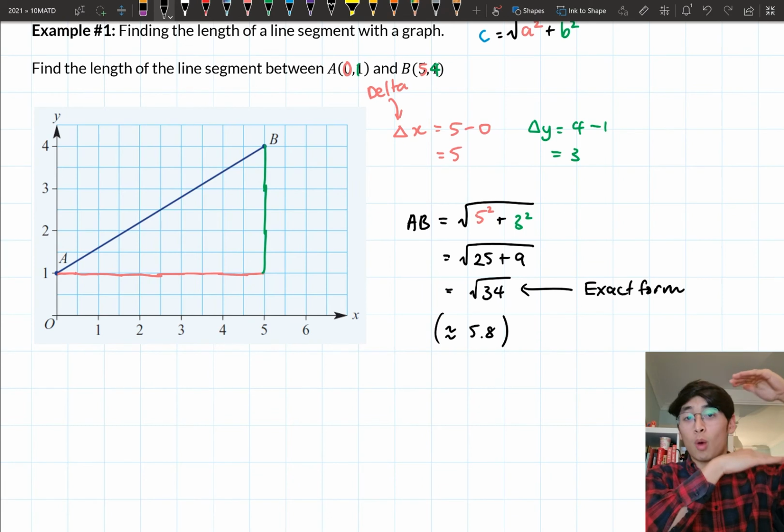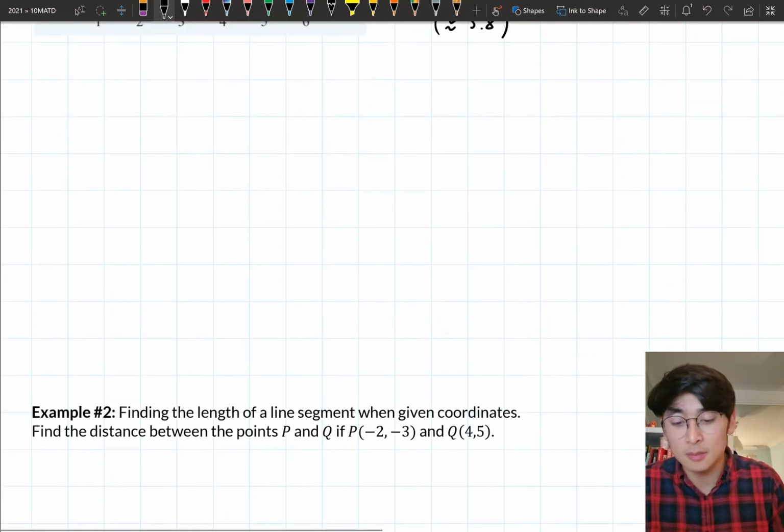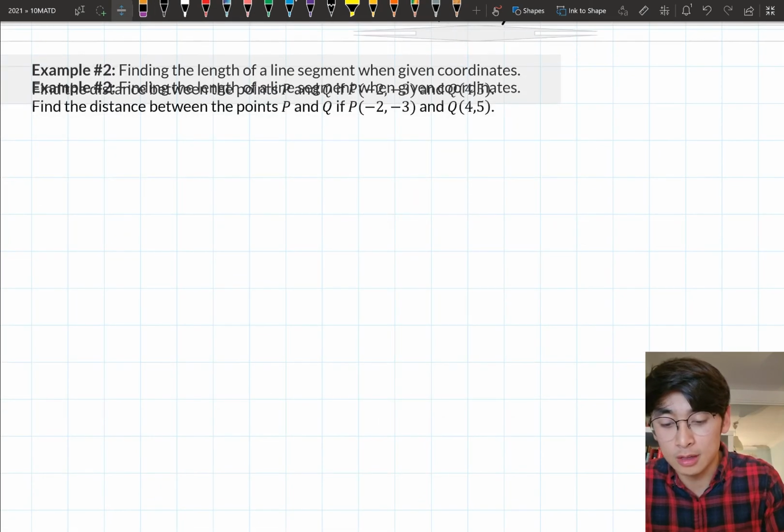Doing the same thing for the y values to find the vertical distance, and then applying Pythagoras' theorem, c is equal to the square root of a squared plus b squared, to help me find the length. What we're going to do is one final example where we don't get given a diagram. We're going to still do the exact same steps, but this time we don't have a diagram involved. So here, let's have a look at this one.